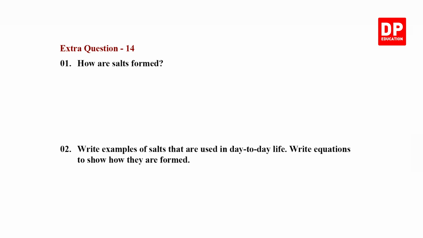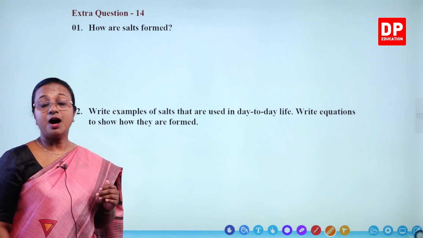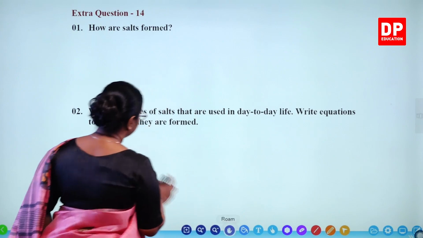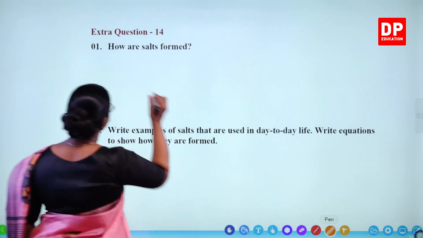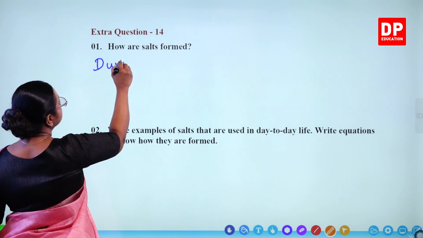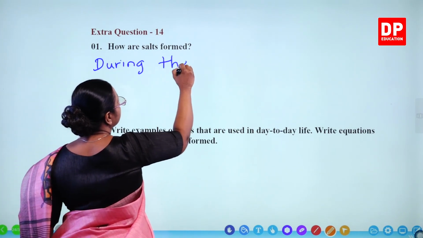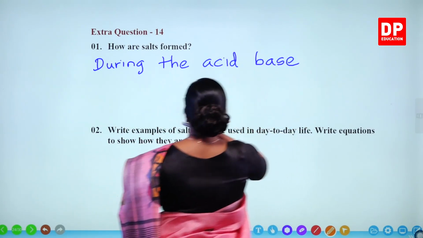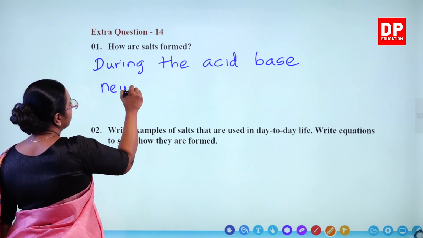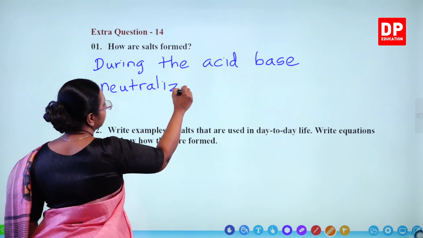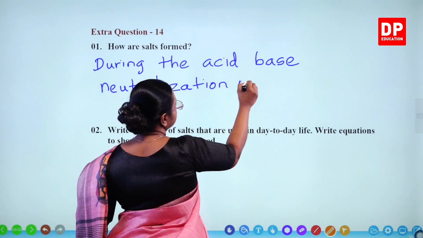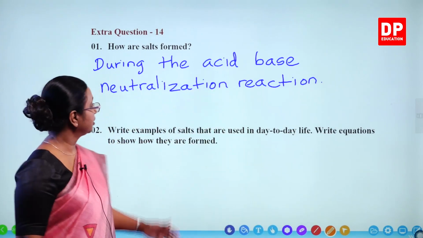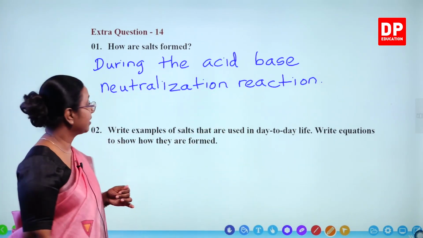Extra question 14. How are salts formed? How do they form? During the reaction between an acid and a base. So here we can say during the acid base reaction, you can include the name neutralization reaction, or you can just say acid-base reaction.